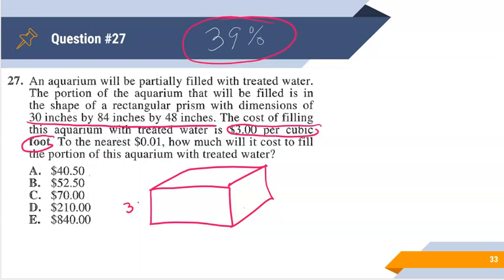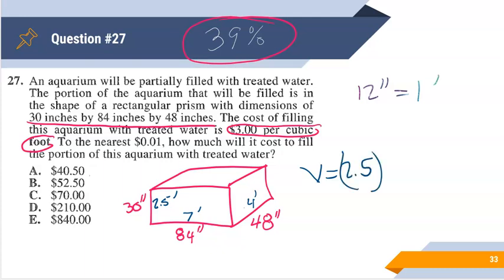So if I thought about the height being 30 inches, the length being 84 inches, and the depth being 48 inches, I need to convert those to feet. So you have to remember 12 inches is equal to 1 foot, right? So if I divide all those numbers by 12, we will get 2.5 feet, 7 feet, and 4 feet. So that means the volume would be 2.5 times 7 times 4, which using our calculator will become 70.